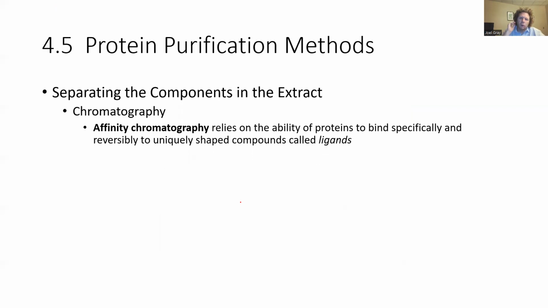Now, affinity chromatography relies on the ability of proteins to bind specifically and reversibly to uniquely shaped compounds known as ligands. This is the sort of chromatography technique that is very effective because you can tailor make a chromatography column for your interest.